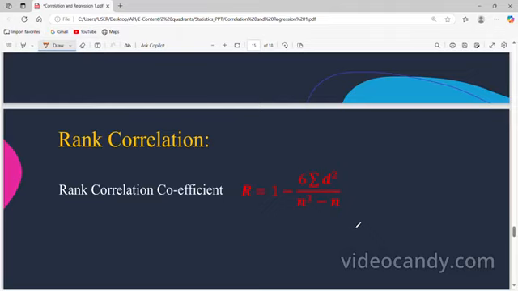But situations may arise in practice when such precise measurements are not possible. Say we are going to calculate the relation between intelligence and the beauty of a group of individuals. It is our common experience that we cannot say the beautiful person must be intelligent also.